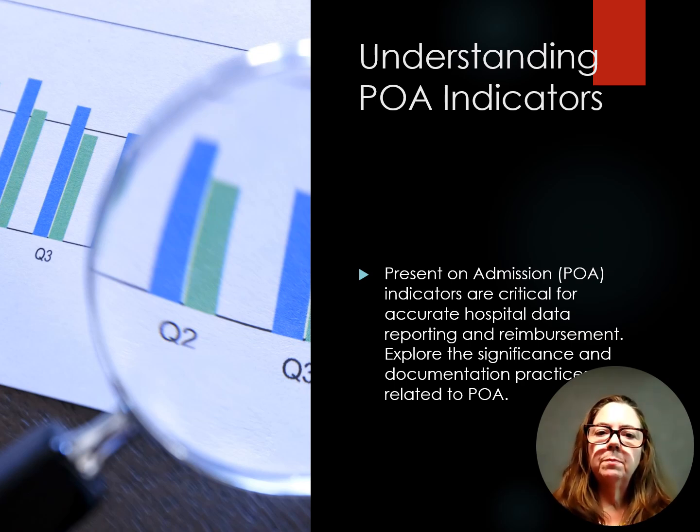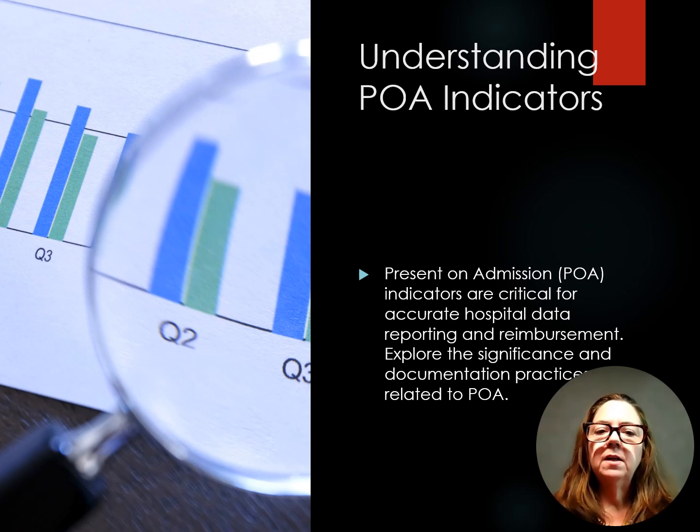Present on admission, or POA indicators, are critical elements in clinical documentation that identify whether a condition was present at the time of a patient's admission to a healthcare facility or not. These indicators are used extensively in the coding and billing processes to differentiate between pre-existing conditions and those that develop during the hospital stay. Accurately identifying and documenting POA indicators is crucial for several reasons.